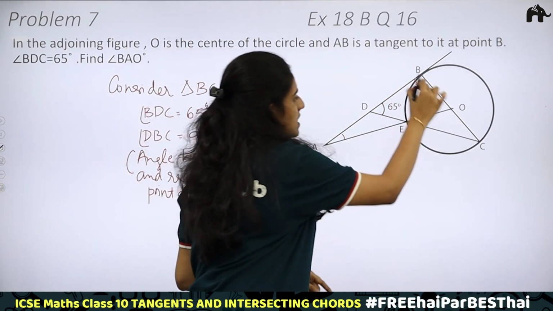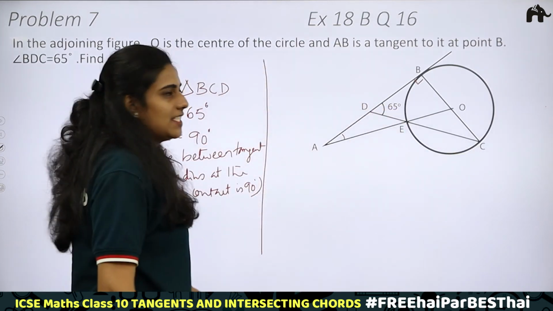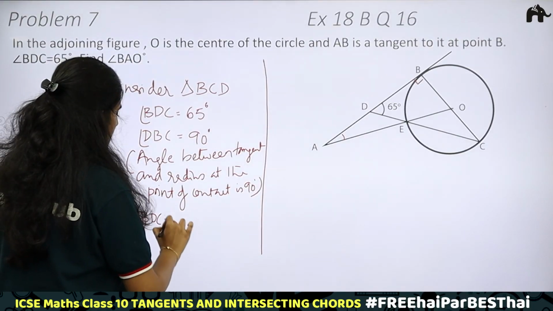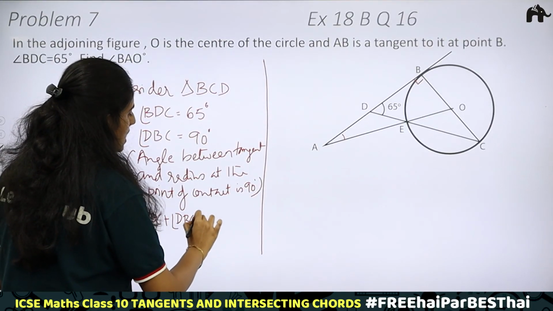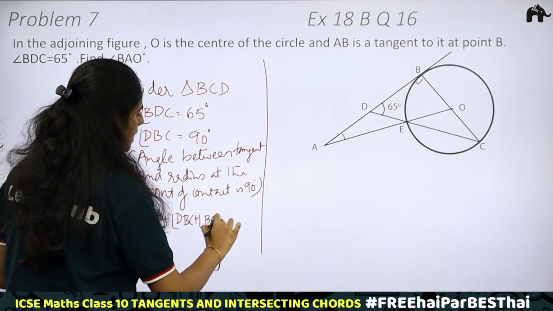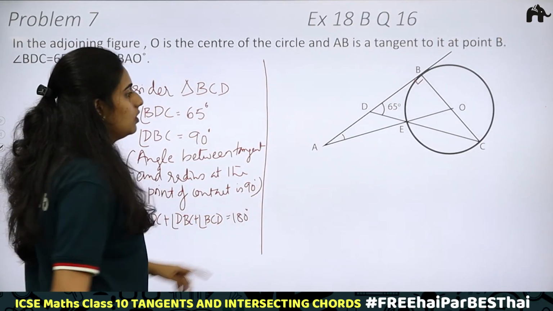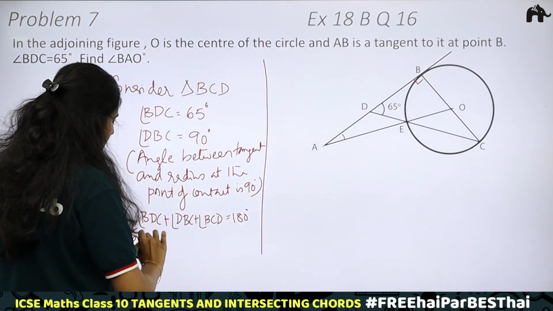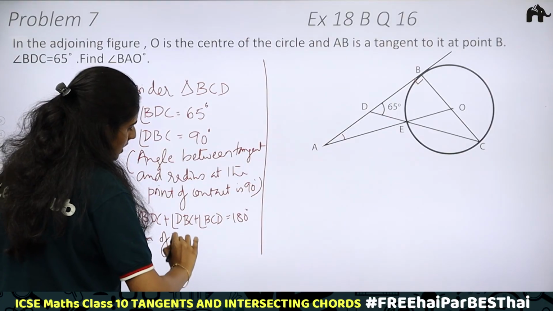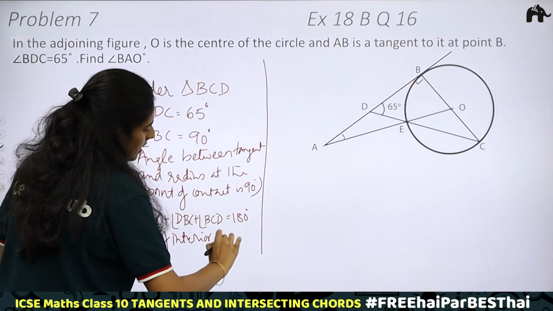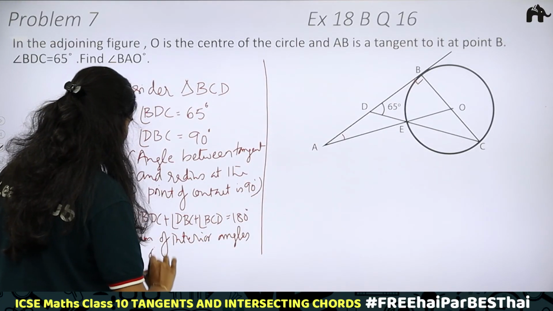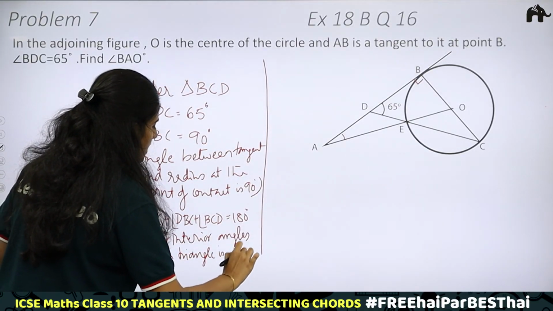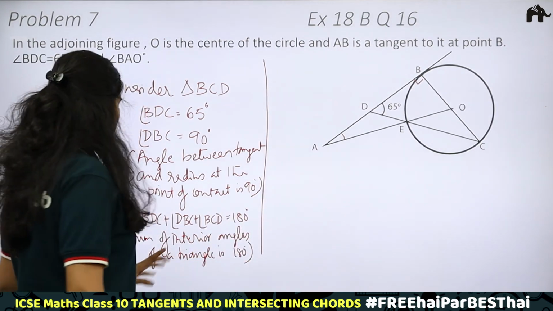Then what is the measure of this BCD? How to find BCD? Angle BDC plus angle DBC plus angle BCD is equal to 180 degrees. The total angle will be equal to 180 degrees. That is the sum of interior angles of a triangle. Sum of interior angles of a triangle is 180 degrees.